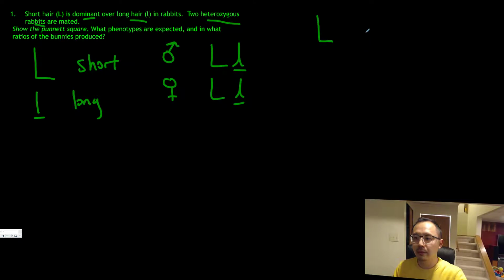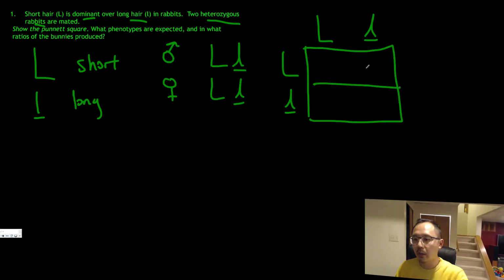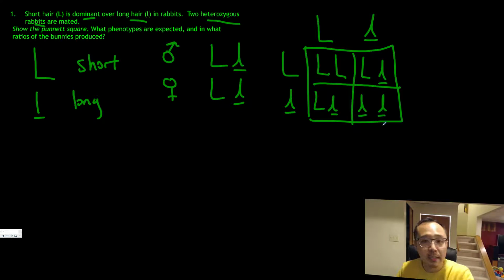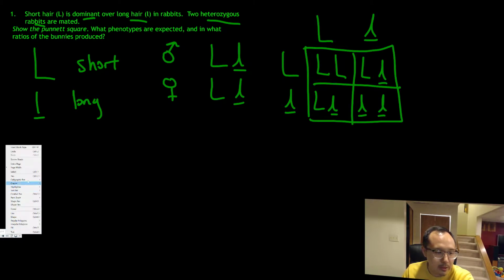So let's create the Punnett square. Put the male here just because I started with it, and then same for the female on the side. Form my grid of 4 boxes because these show all the combinations that I can have with my genes. Uppercase, uppercase, uppercase, lowercase, uppercase, lowercase, lowercase, lowercase. Now you can see that this one is a bit different than the previous one. So let's start off with my genotypes.